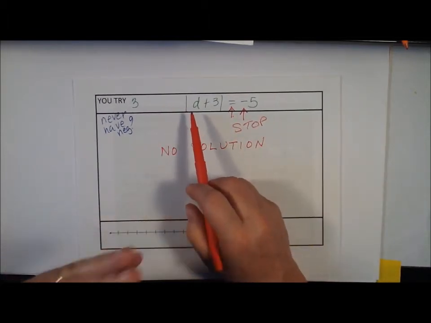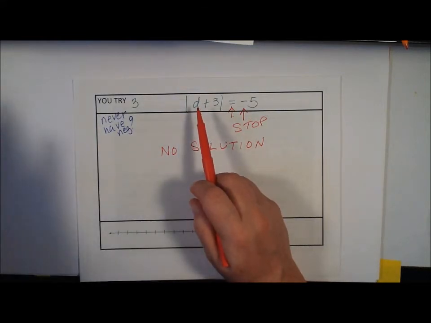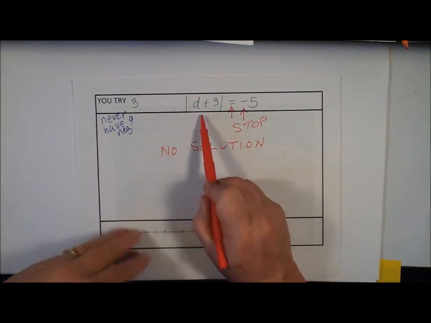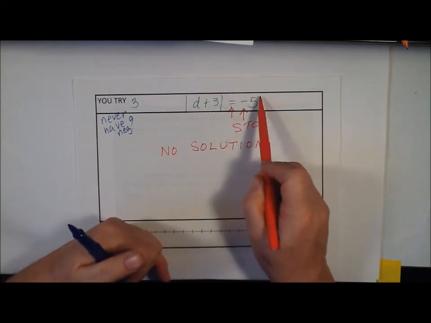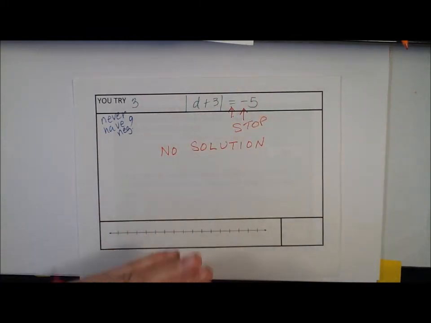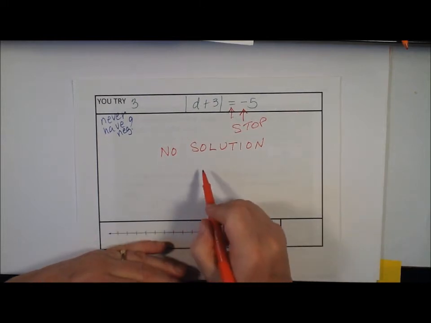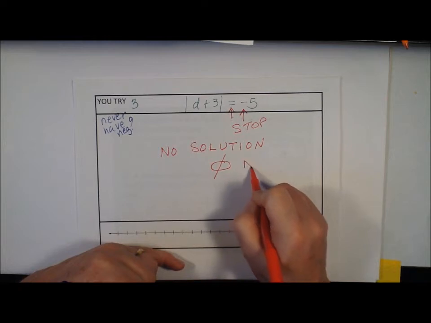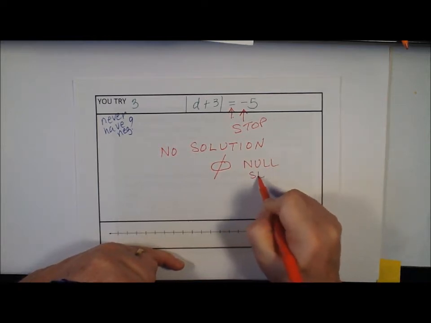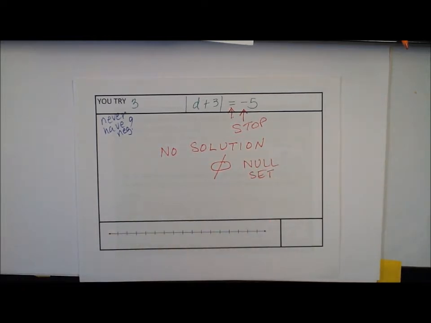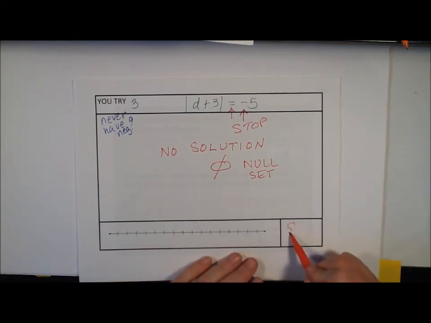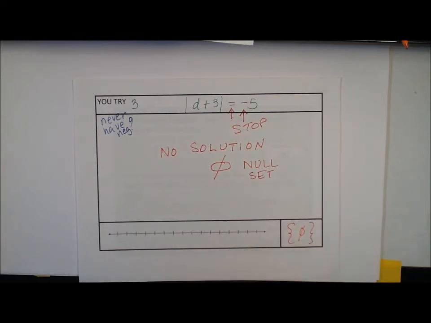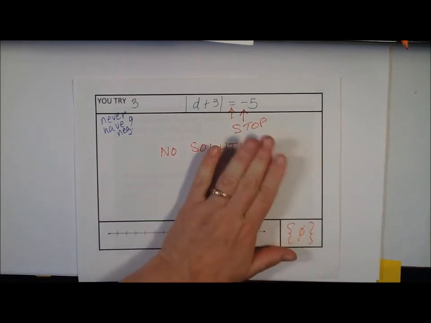Because I could put any number I wanted into there. I could put a negative, I could put a positive, and that would always be a positive number, and it can't equal a negative. So this is basically an illegal move. If you were going to show me the answer to this, it would look like this, and that means null set. It's an empty set. So you wouldn't even bother with this because there's nothing to show. That's it. So again, remember, never, ever, just stop.